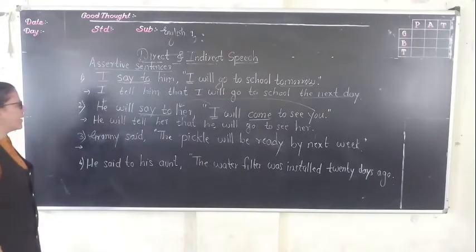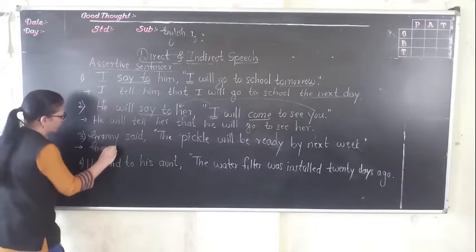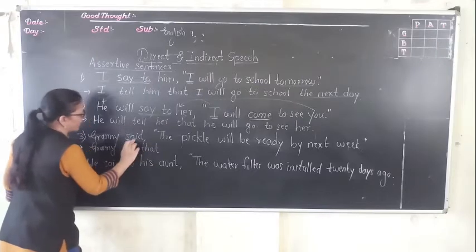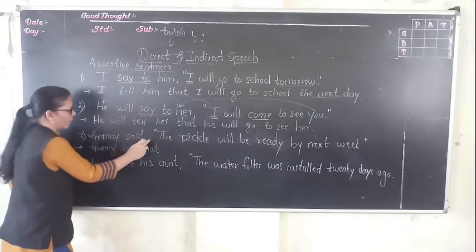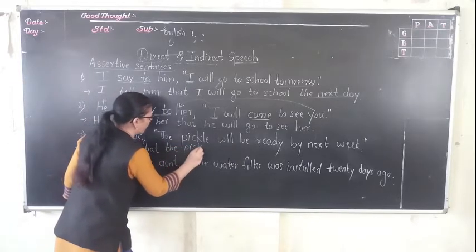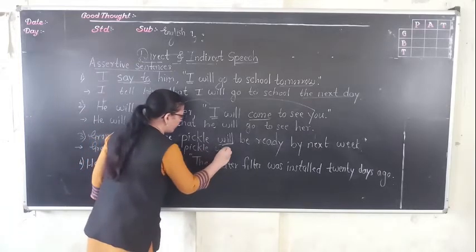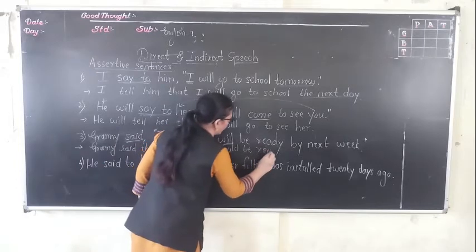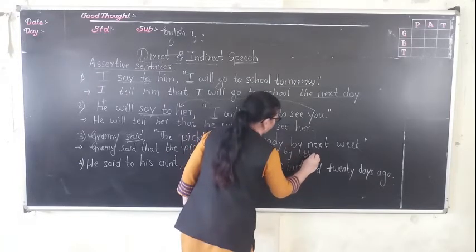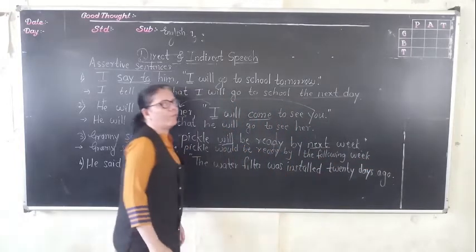Okay. Third example. Granny said, "The pickle will be ready by next week." Now Granny said that. Now your "said to" is not there, so said will remain as it is. Said, instead of inverted commas, put that. The pickle, now your verb is in past tense, so the verb will change accordingly. Pickle would be ready by the following week. Next will change into the following.